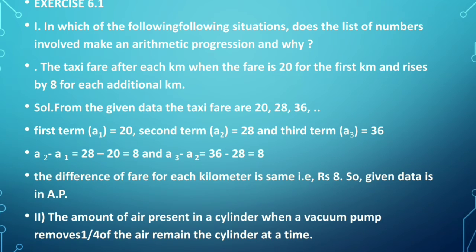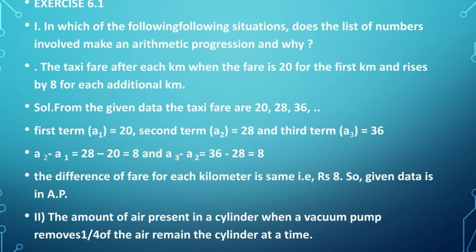Solution. From the given data, the taxi fares are 20, 28, 36 and so on. So your first term is, as you know, A1 is equal to 20. Then obviously the second term A2 is equal to 20 plus 8, that is 28. And the third term A3 is simply 28 plus 8, which is equal to 36. So here observe that A2 minus A1 is equal to 28 minus 20 and A3 minus A2 is equal to 36 minus 28, which is equal to 8. So the difference of fare for each kilometer is the same, that is 8 rupees. So the given data is in AP.